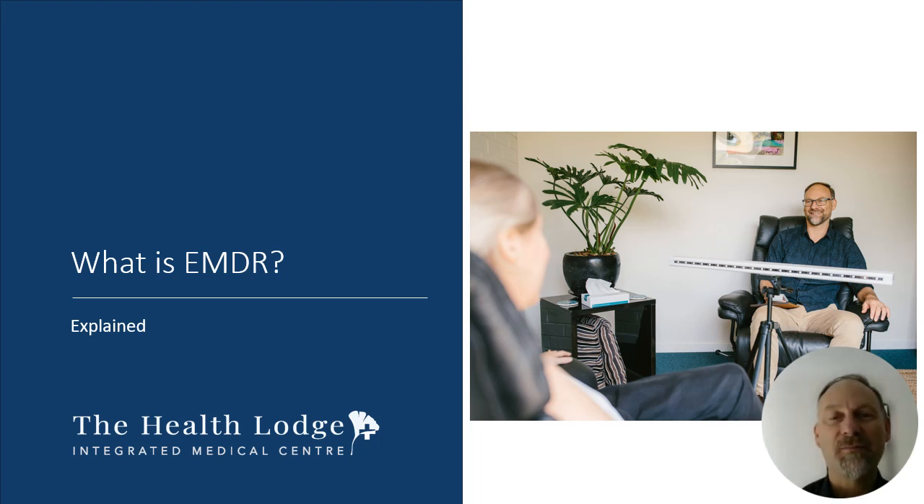What you'll see in front of me is a light bar, which has a light going from side to side. So when I'm doing EMDR to create bilateral stimulation with the eyes, I use a light bar. Traditionally, and what you often see is somebody using their finger.